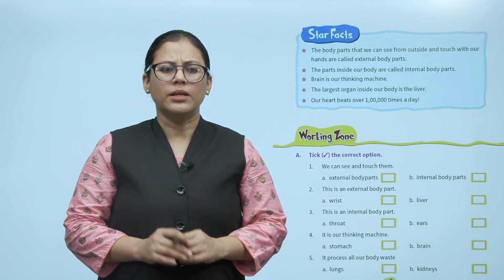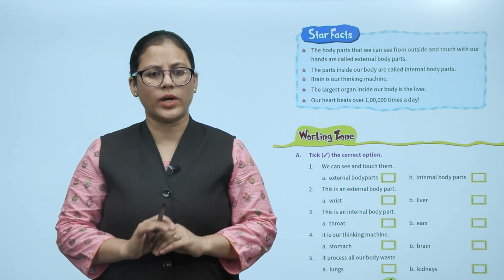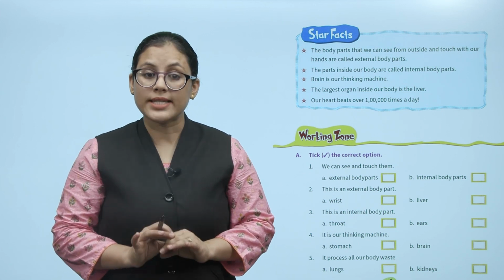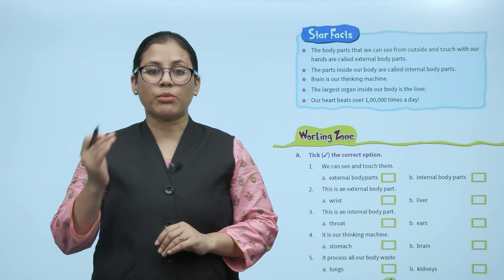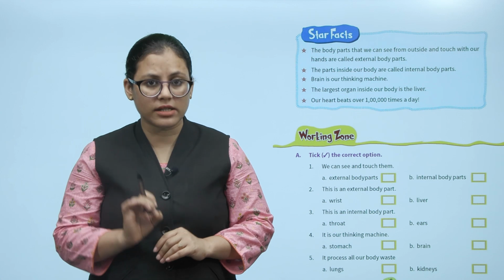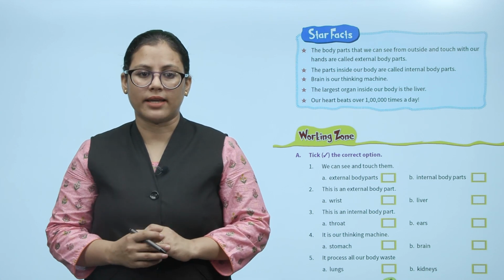Star facts. The body parts that we can see from outside and touch with our hands are called external body parts. The parts inside our body are called internal body parts. जो पार्ट्स हमारी बॉडी के बाहर हैं, वो कॉल्ड एक्सटर्नल बॉडी पार्ट्स, और जो हमारी बॉडी के अंदर हैं उन्हें हम इंटरनल बॉडी पार्ट्स कहते हैं.